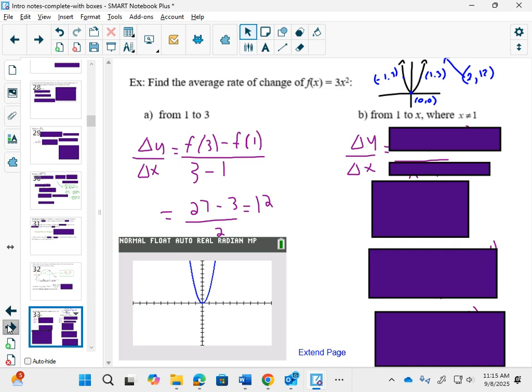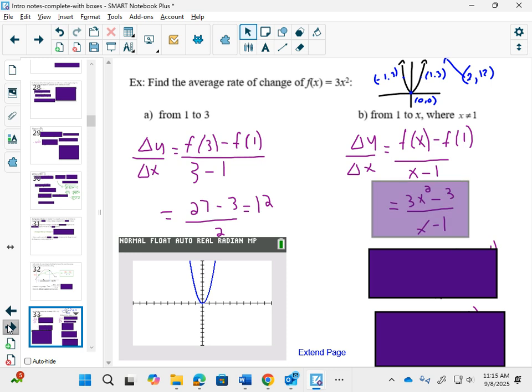Now, if you went from 1 to any value other than 1, then we could say what our change in y is and our change in x, but we just can't calculate a number for the bottom because we don't know what x is. Since we know the equation of f of x, we could write 3x squared in for f of x, and we know that f of 1 is 3, so we would have 3x squared minus 3. And that is a right answer.